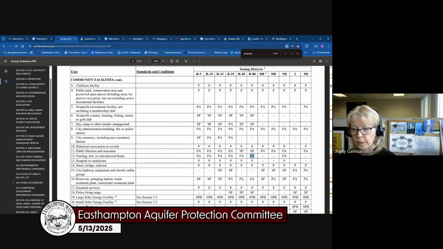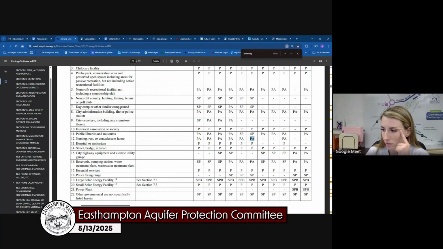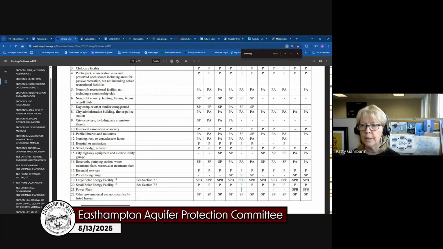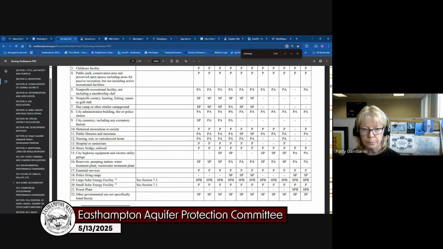If you're following the R40, R80 columns, the P means by right. SP means special permit by Zoning Board of Appeals. SPB is a special permit by Planning Board. And a dash like this means prohibited, right? Yes. Yep. So you can keep going.